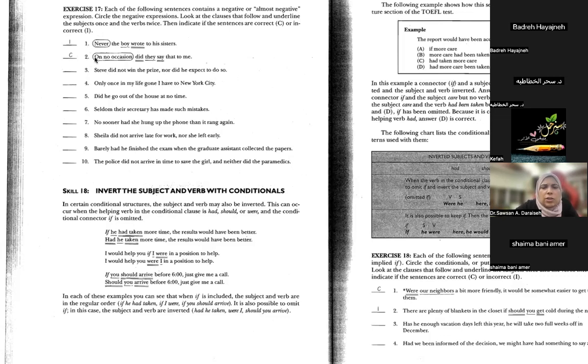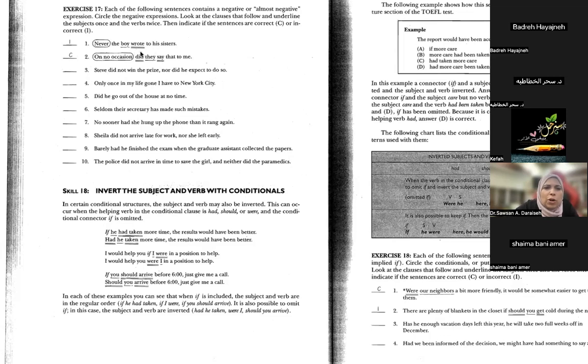As Dr. Badriya said, never is at the beginning of the sentence. And so we need inversion. We need a verb and then we need a subject. So that we have the subject here, we should have a verb before it, right? But even if we are going to use the verb, we don't bring wrote and put it here. We said that the condition is that we need a helping verb.